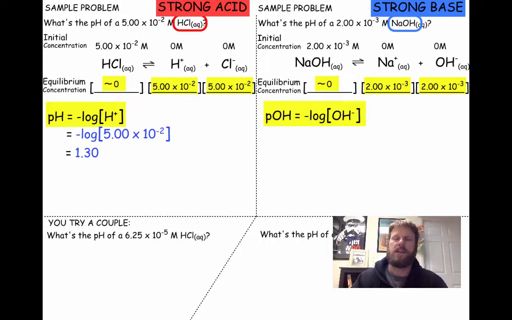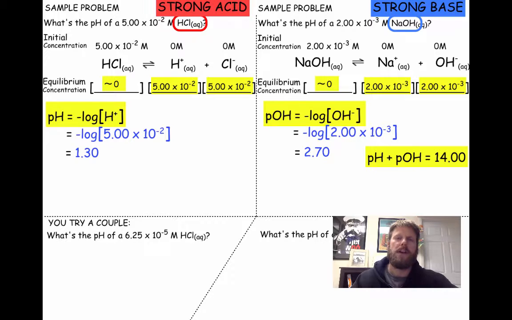So we can get the pOH instead of the pH by taking the negative log of the OH- concentration. That ends up being 2.7. And then to get the pH, we can use pH plus pOH equals 14. So 14 minus the pOH will get me the pH. So I get a pH of 11.3.